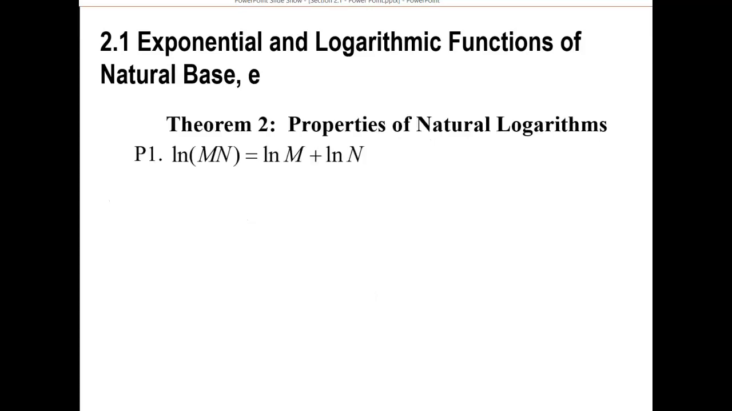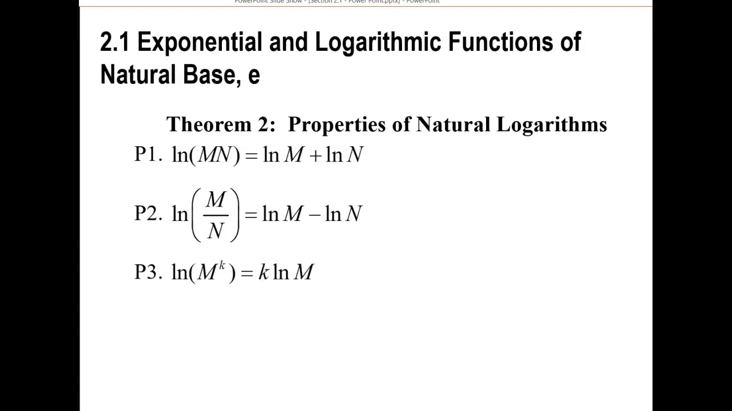All right, properties of natural logs. Same properties we talked about in chapter R of regular logs. The natural log of a product is the sum of the logs. Natural log of a quotient is the difference of the logs. Natural log of m to the power k means you can drop the power down to the front and write that as k times natural log of m.